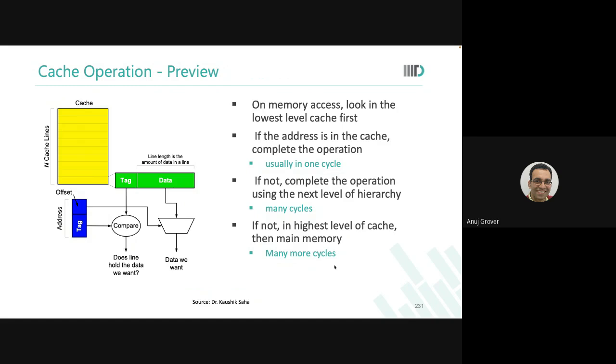Are you getting it? So what happens when I give the 32-bit address, the lower order 10 bits are used to identify this particular row. All this information is brought out of the memory.